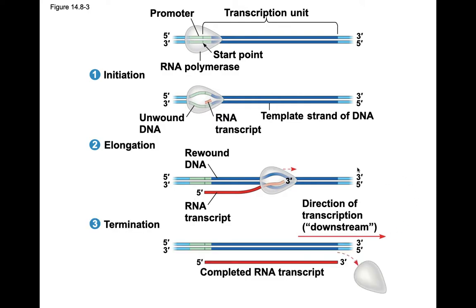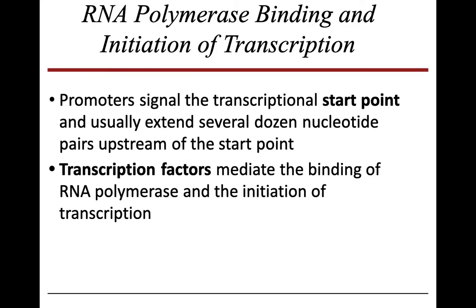When we get to a region that generally codes for the termination of it, it might be a region of DNA that is highly methylated or highly condensed. The promoter region will leave, RNA polymerase will end, and we'll have a completed RNA transcript. And promoters really are these proteins that signal the transcriptional start point, and they usually extend several dozen nucleotide pairs upstream of this starter point.